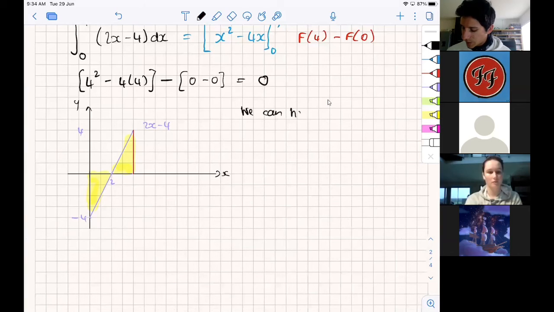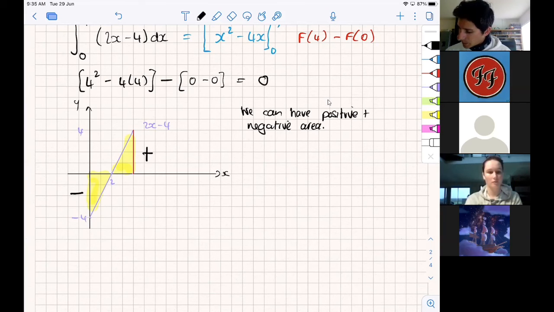We can have positive and negative area. And I'm sure you can work out where that's going to happen. If it's above the x-axis, we're going to have a positive area. If it's below the x-axis, we're going to have a negative area. Now, if you have a look at those two areas, you can see that they are exactly the same. The one is negative and the one is positive. And that's why when we added them together, they canceled each other out.